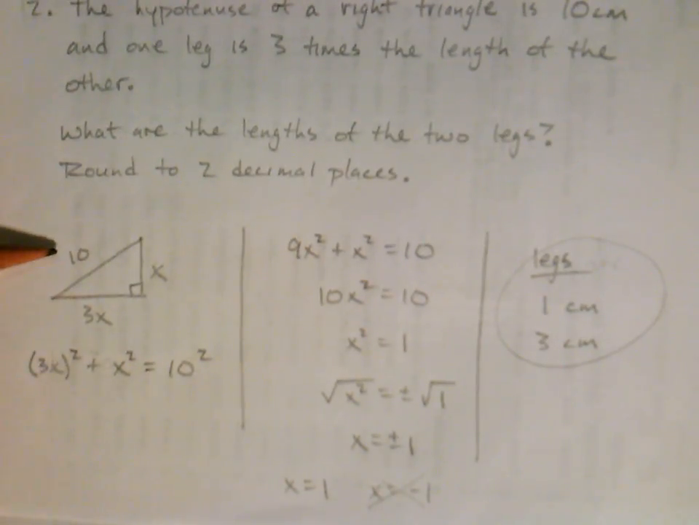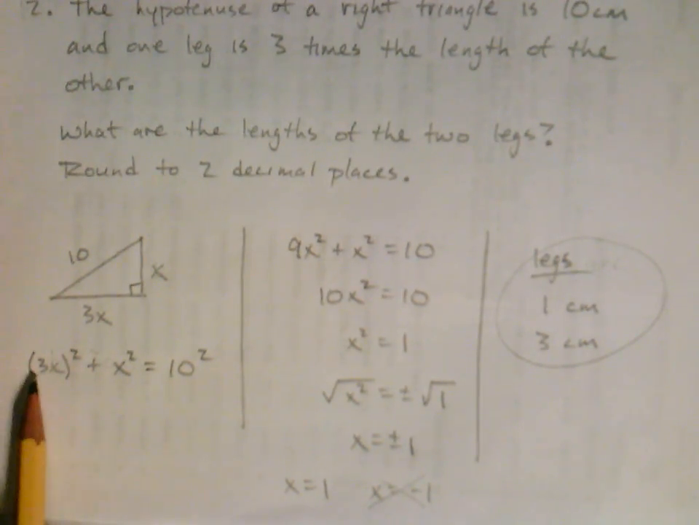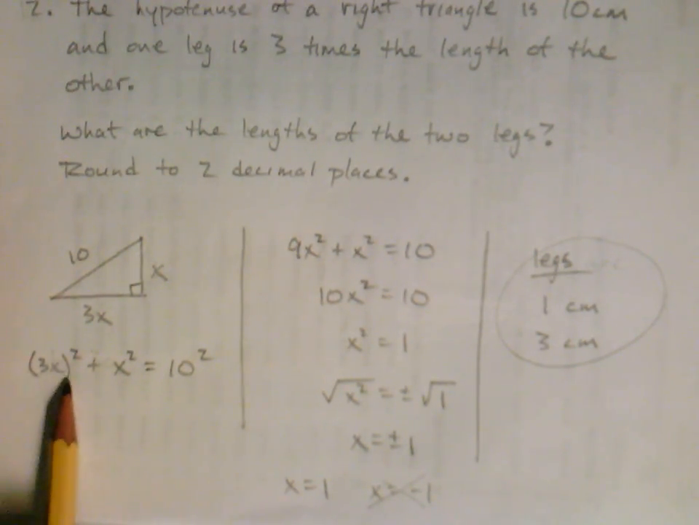The hypotenuse is 10, and they said one leg is 3 times the other. So if I label one of them x, I'll make the other 3 times x. And applying the theorem, I know (3x) squared plus x squared equals 10 squared. One thing people sometimes tend to forget is the parentheses on the 3x. We do need to square that entire thing.